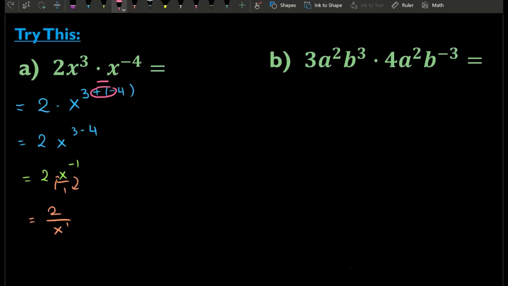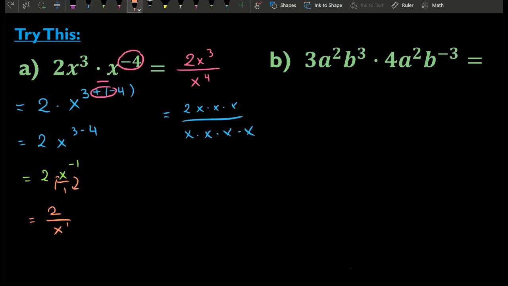Now, the other way, some of you may flip the x to the -4 from the beginning. You will have 2x to the 3rd power over x to the 4th, and we can reduce this. 2 times x times x times x over x times x times x times x. Then you cancel, which leaves you with 2 over x. That's just another way to go.